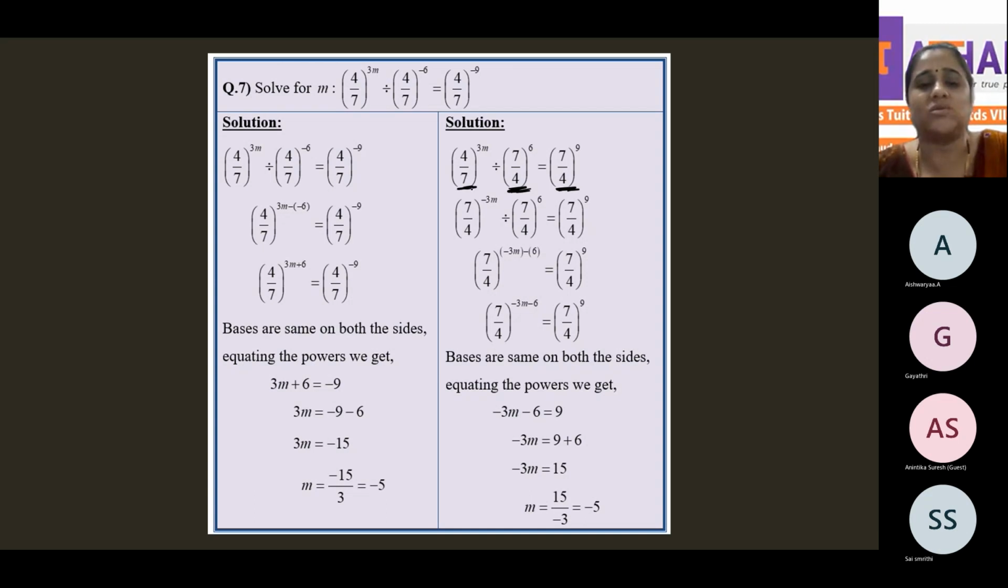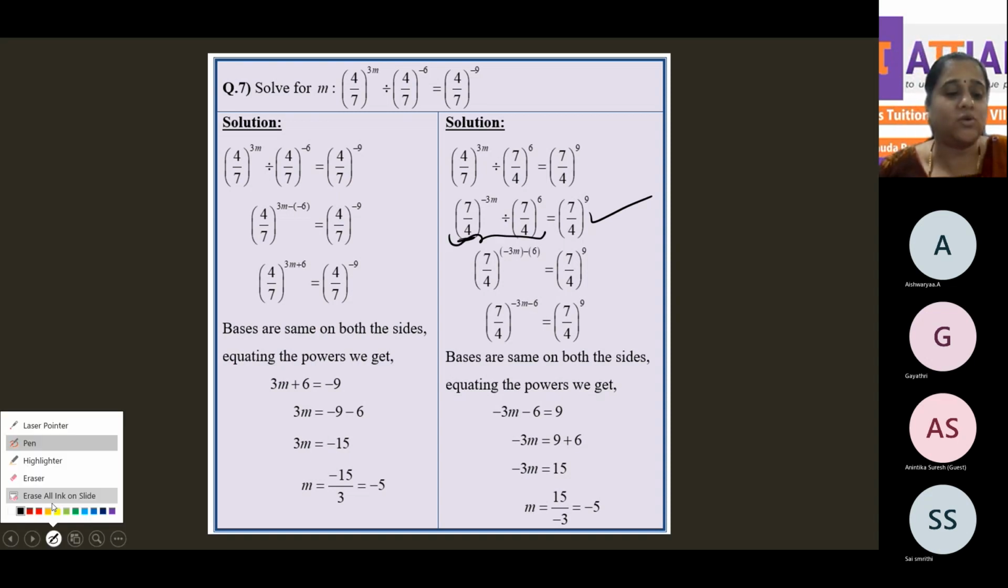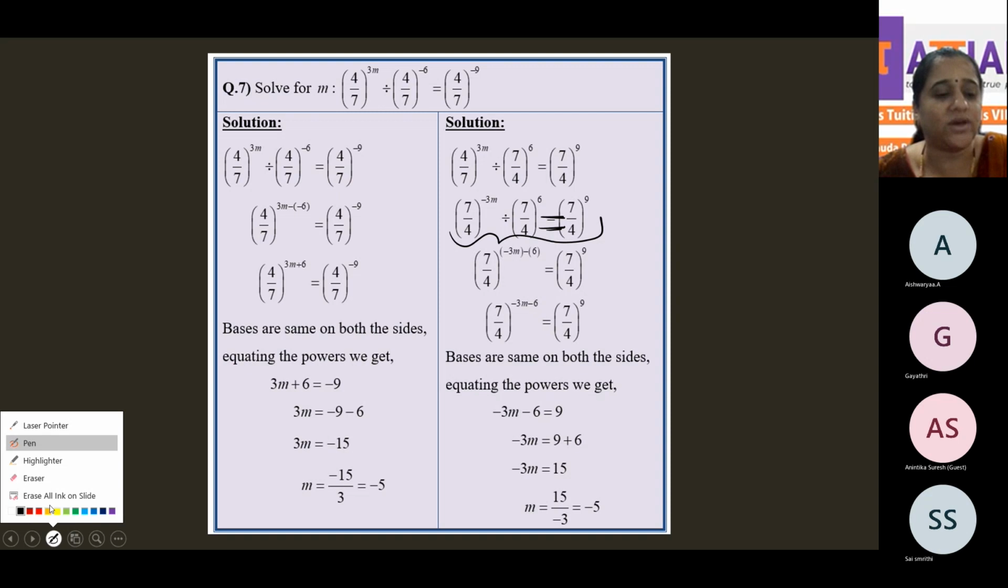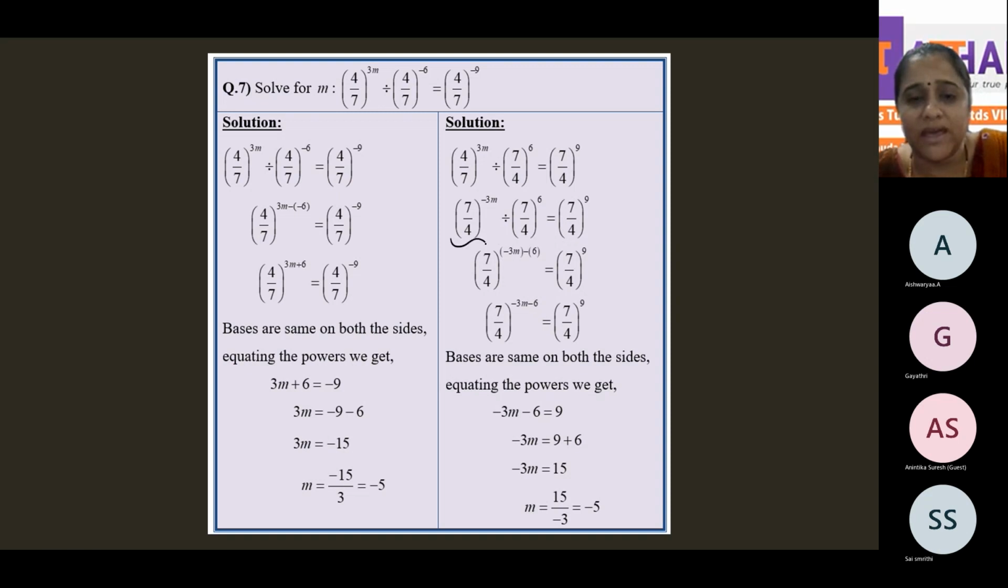So you have to make this also 7 by 4. So then it becomes reciprocal of the base 7 by 4, negative of the power minus 3m. Now it looks like this. So now how do you understand this? Bases are same. In the left hand side, don't take all of it together, children. There's an equal to sign here. You cannot take all of it together. You can take only the LHS and the RHS. You have to take the LHS and the RHS separately.